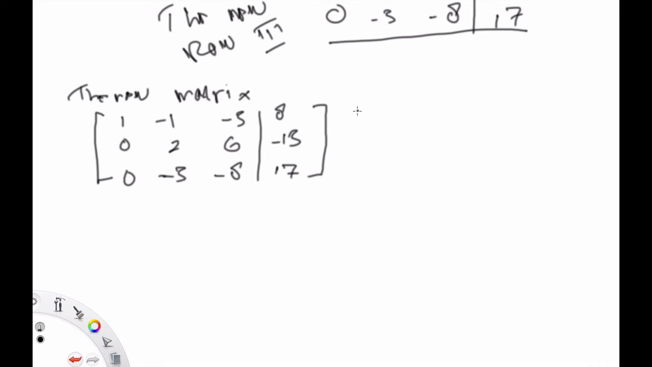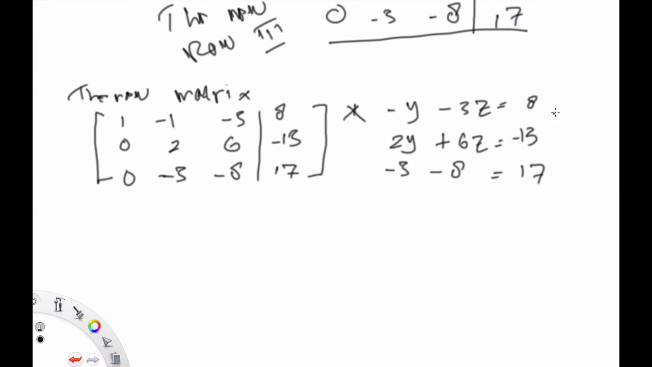Or we can write this as x minus y minus 3z equals 8, and then 2y plus 6z equals -13, and -3y minus 8z equals 17. Okay. We have the new system of linear equations here.